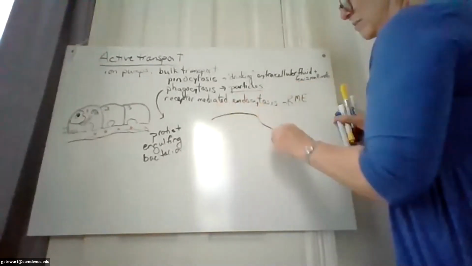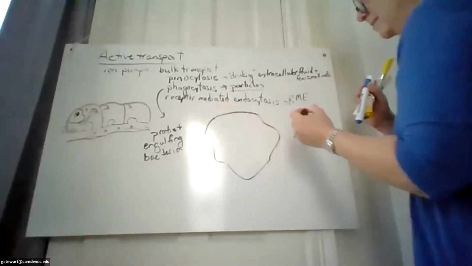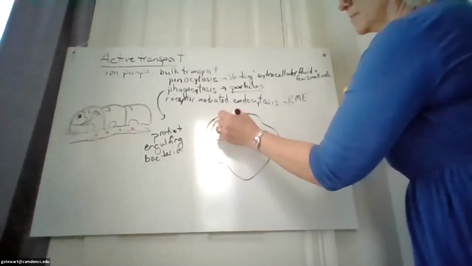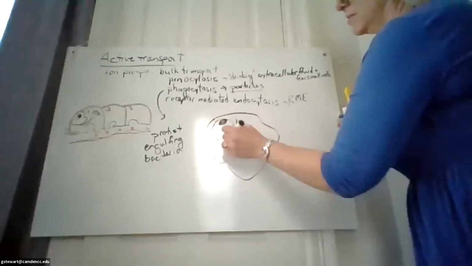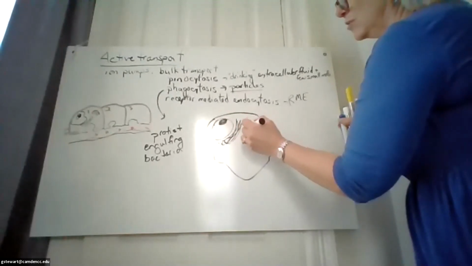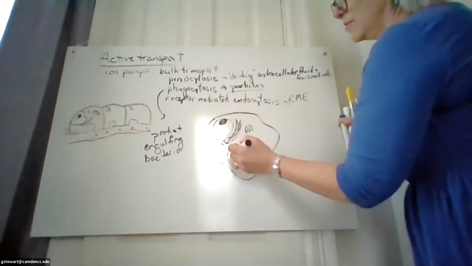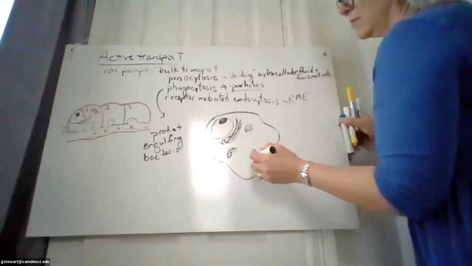And then receptor-mediated endocytosis is the most sophisticated of all, in that we have our cell. There's the endoplasmic reticulum there. I did a better job this time. Golgi over here, mitochondria over here, right?